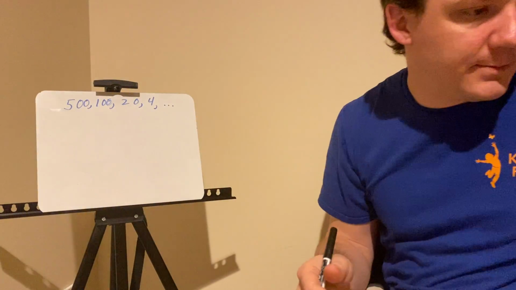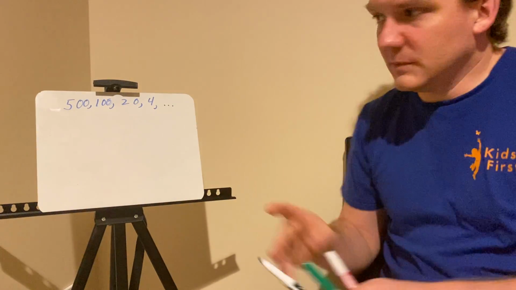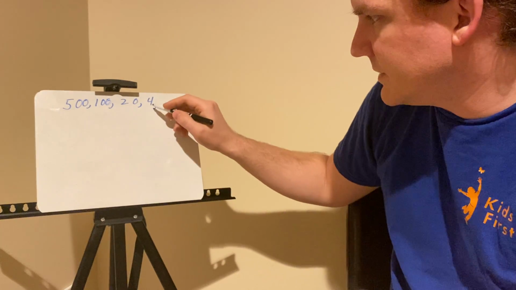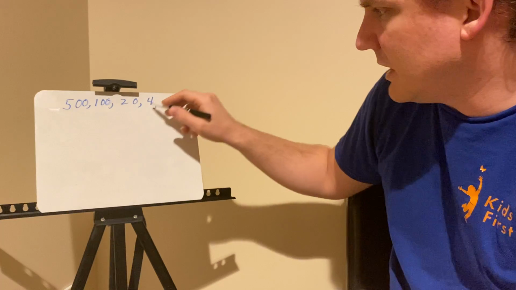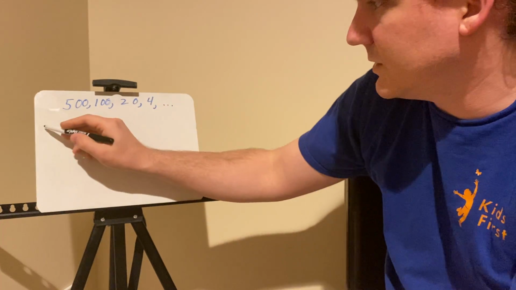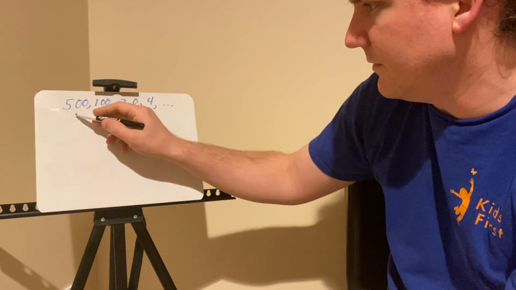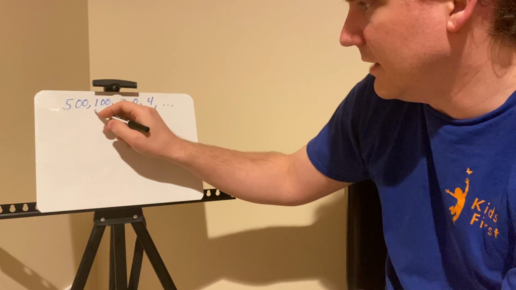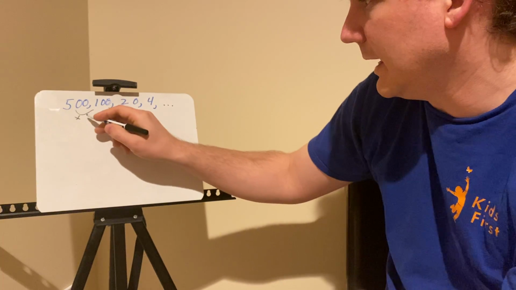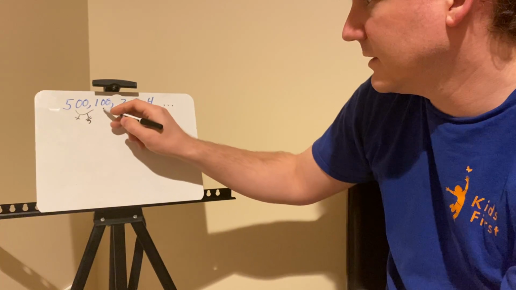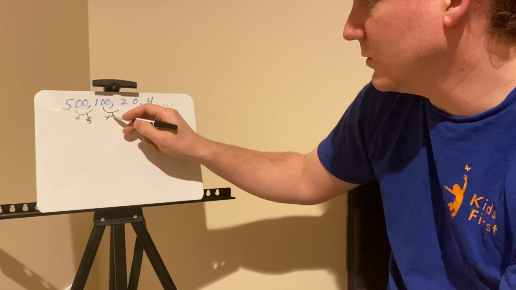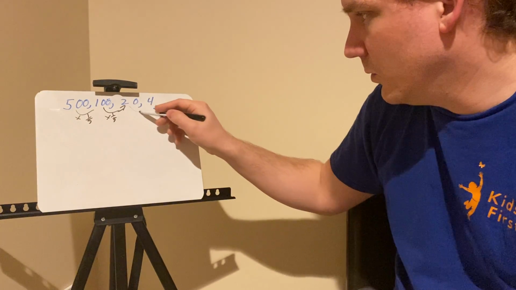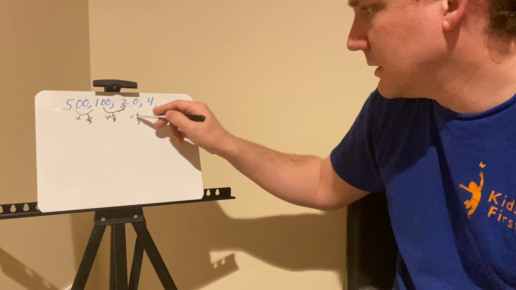Here's a geometric example. So we have 500, 100, 20, 4. I would work backwards and say, okay, so 20 times what equals 4, or 4 divided by 20. Well, or 100 divided by 500 is 1/5, right? So that means I'm multiplying by 1/5 times 1/5. That works. 1/5 times 100 is 20, and 1/5 times 20 is 4.